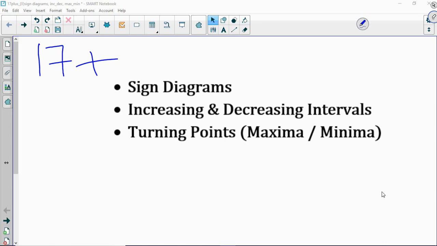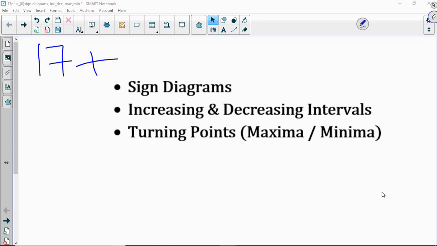Howdy, howdy. This is the second video in 17 plus, dealing with topics that are not in our textbook. And we're going to be talking about three concepts which are pretty closely related. First, we're going to look at sign diagrams, which is a neat little way to analyze whether a function is positive or negative, whether the function is above or below the x-axis.